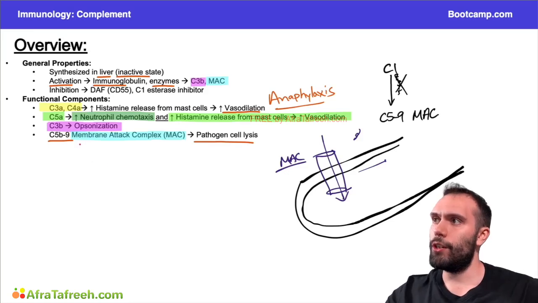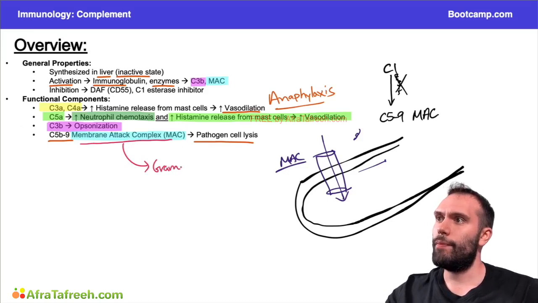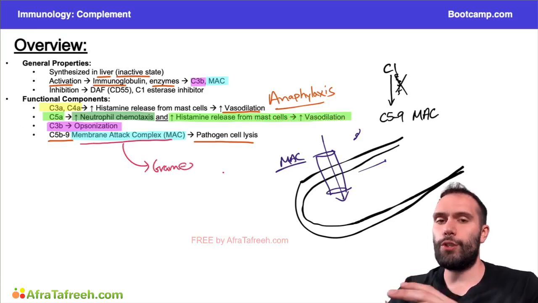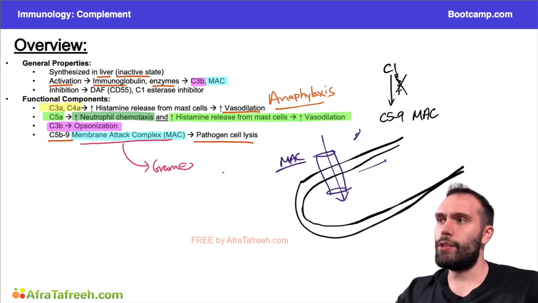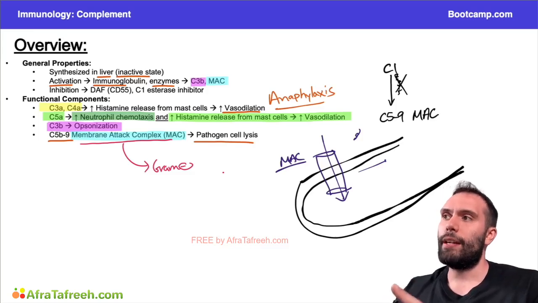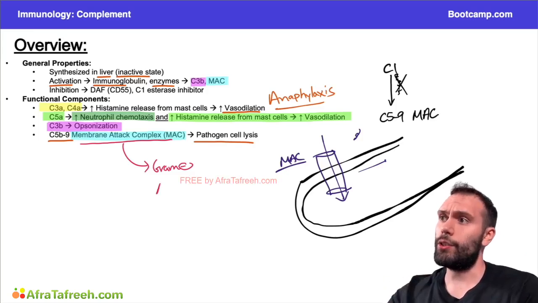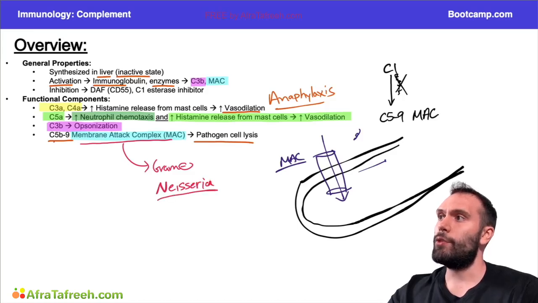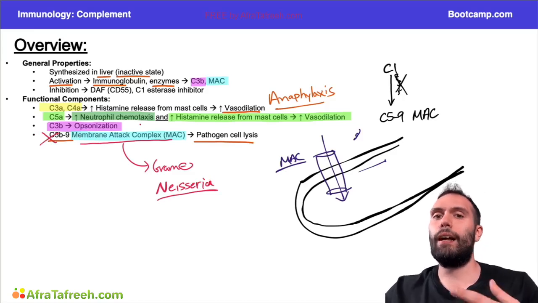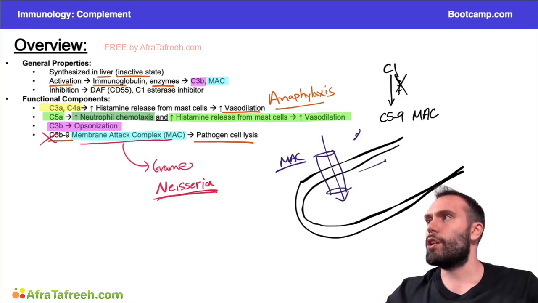And where this is particularly useful in general is against gram-negative bacteria. Okay, and this has to do with the cell structure, the cell wall, which is going to be covered more in the microbiology section. But in general, gram-negative bacteria are destroyed much more readily with the membrane attack complex, particularly Neisseria species in general. And this is going to come into play when we talk about terminal complement deficiencies. For example, if you don't have or can't form this membrane attack complex, you're going to have a really hard time controlling gram-negative infections, or particularly Neisseria infections in general. So we'll touch on that in the next video.